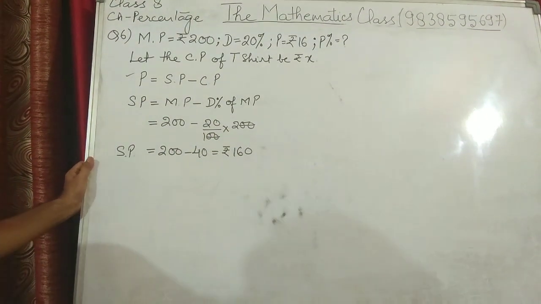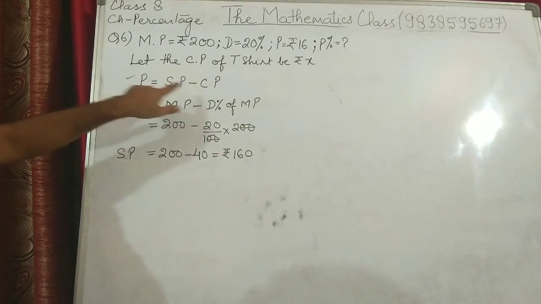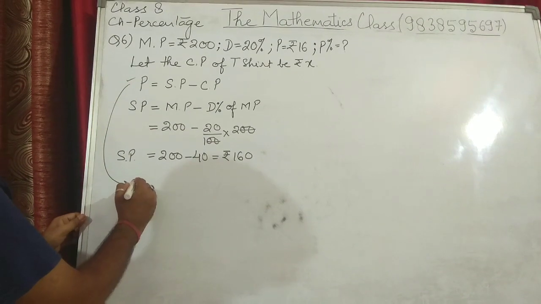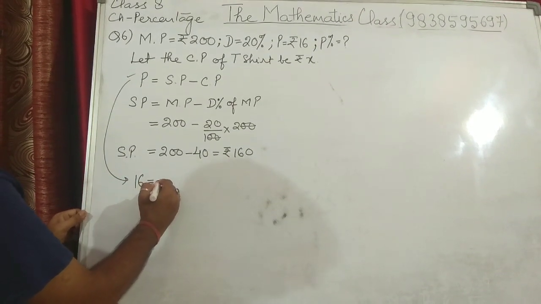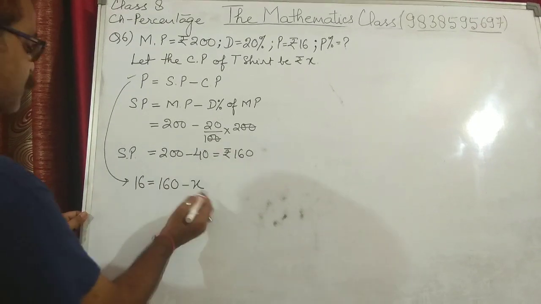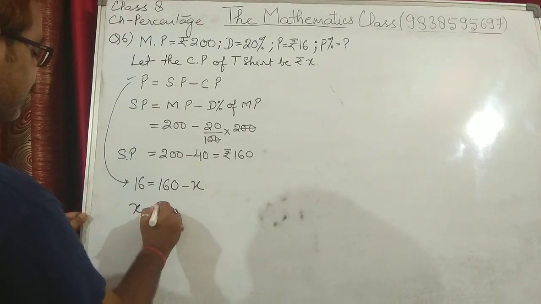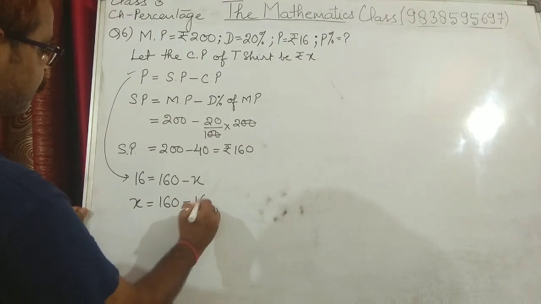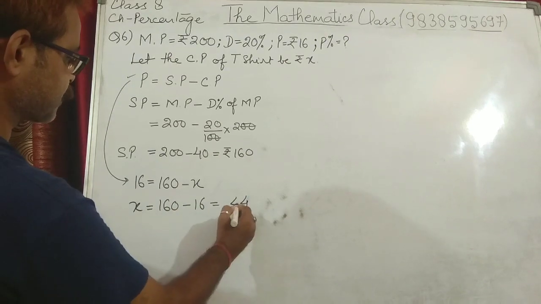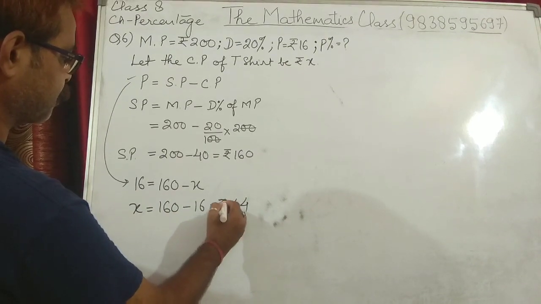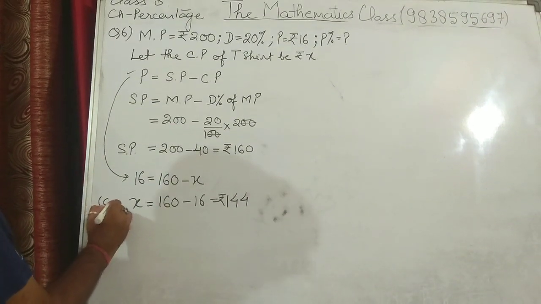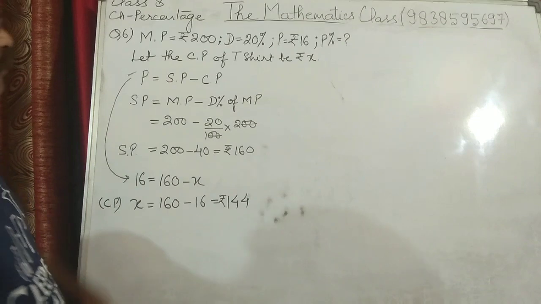We know the selling price, we know the profit, so we can calculate the cost price. Now from this formula, profit is 16 rupees, selling price is 160, minus X is the cost price. So X comes to this side, X will be 160 minus 16, that is 144 rupees. I am writing it in brackets, cost price, that was X, is 144 rupees.